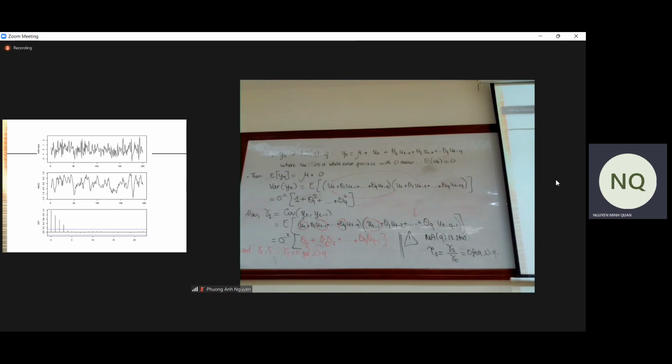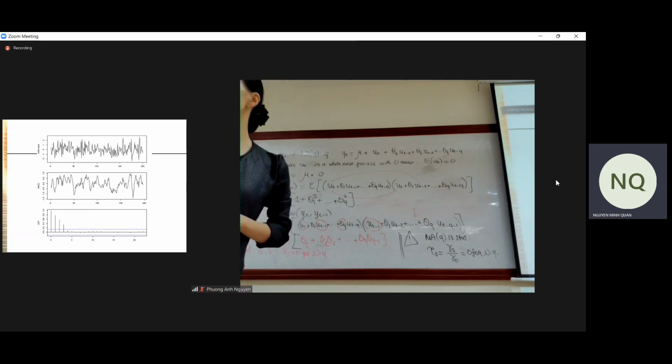The return, why? Because the return will be stationary, so it's better to capture compared to the price. The price is not stationary, but the first difference will become stationary. The first difference is very close to the return, right? So if you take the return, it's better.